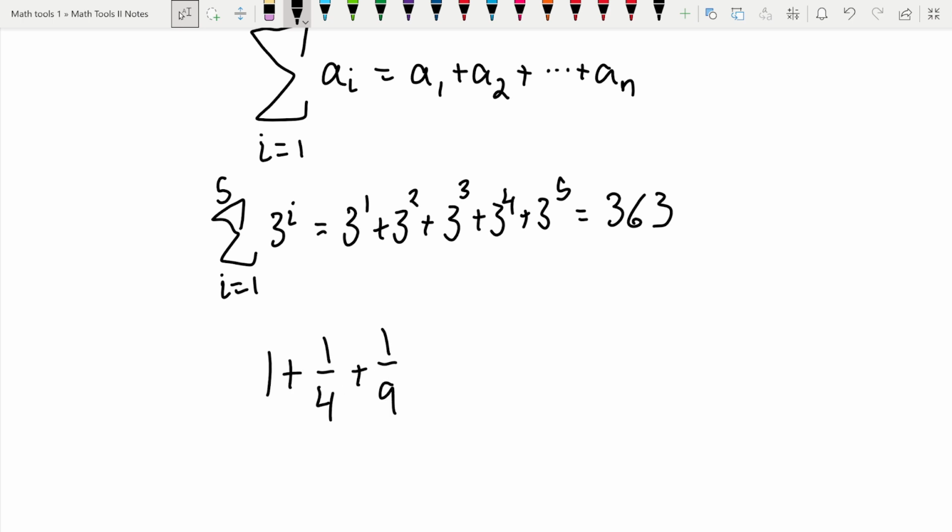Or maybe we're given the sum 1 plus 1/4 plus 1/9 plus 1/16 plus 1/25, and maybe we want to write this in a more compact notation using the sigma notation. So we would look for a pattern here to see how we would do that. In this case, maybe I'll use n for the index, because that's also common. And again, we have 5 terms. What's going on here is that we're doing 1 over n squared. So you can do this backwards. You'll see 1 over 1 squared, 1 over 2 squared, 1 over 3 squared, etc. You're generally just looking for the pattern.